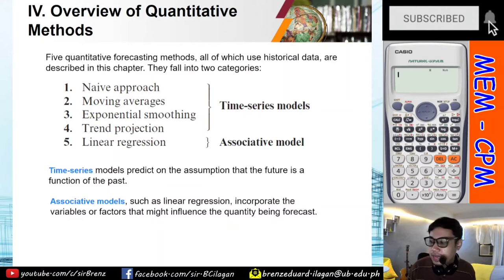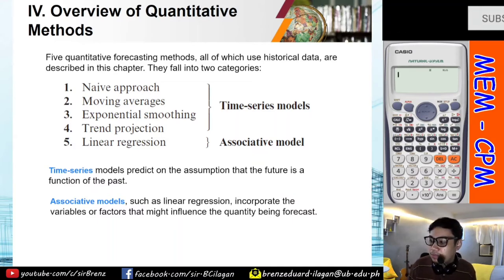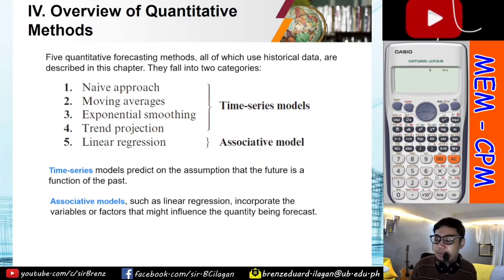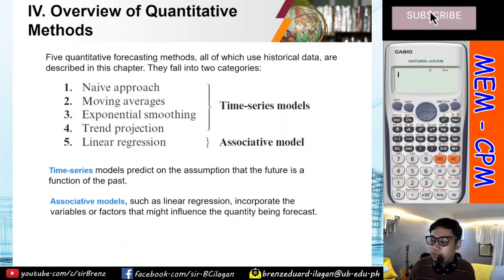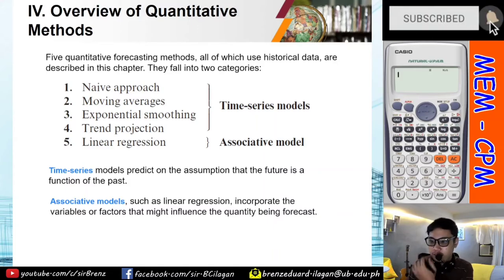And then for the associative method, this method, such as the linear regression, incorporates the variable or factor that might influence the quantity being forecast. So for example, an associative model for lawn mower sales might use factors such as new housing starts, advertising budget, and competitor prices. So unahin natin i-discuss guys yung tatlong time series model, yung naive approach, moving averages, and exponential smoothing.